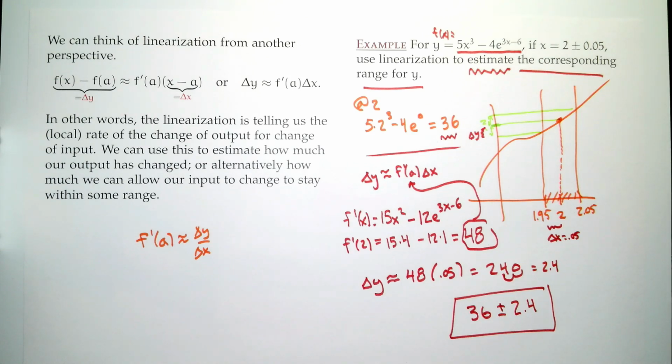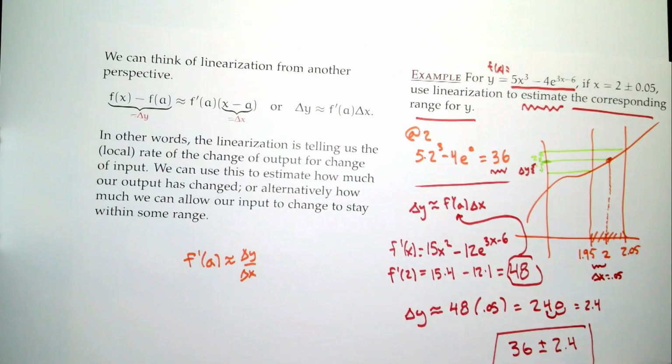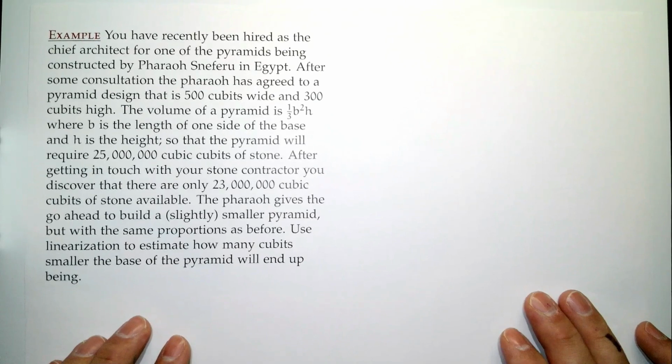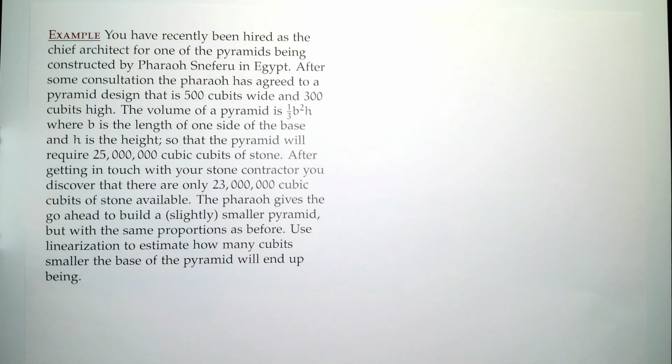Okay. Well, now let's do some word problems. Good word problems. So you've recently been hired as the chief architect for one of the pyramids being constructed by Pharaoh Sneferu in Egypt. After some consultation, the Pharaoh has agreed to a pyramid design that is 500 cubits wide and 300 cubits high. A cubit, by the way, in case you don't know, that's a system of measurement in ancient Egypt.